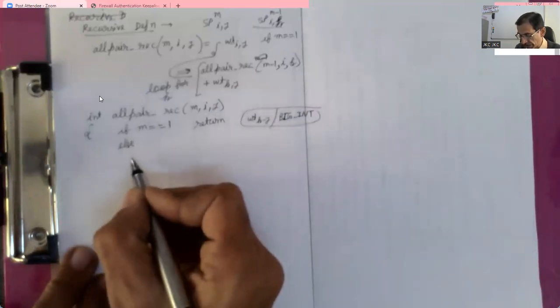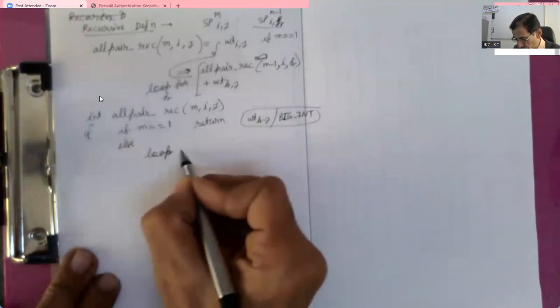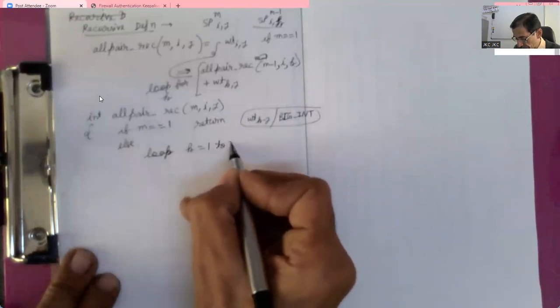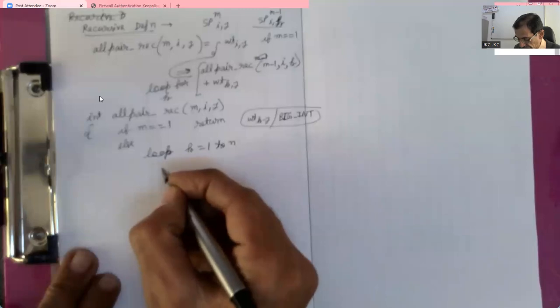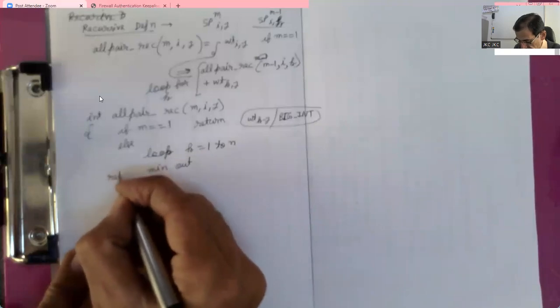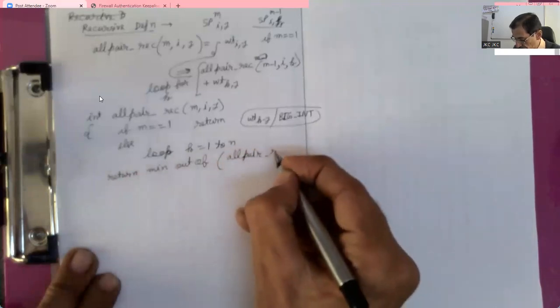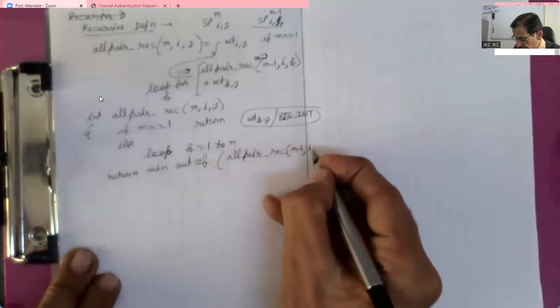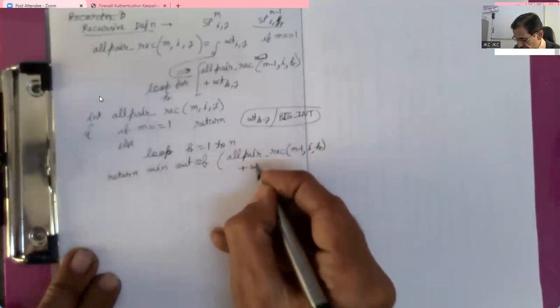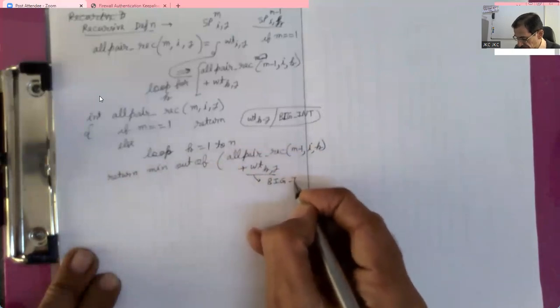Else, or even if I don't write else, effectively I have to loop k equal to 1 to n. And every time I have to calculate the minimum out of, so I will say return minimum out of all-pair recursive with corresponding k, called with m minus 1, i, k, plus weight of k j. And of course, weight of k j will be big int if the edge doesn't exist.